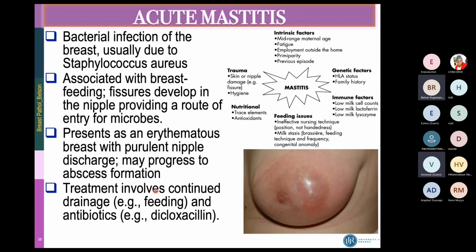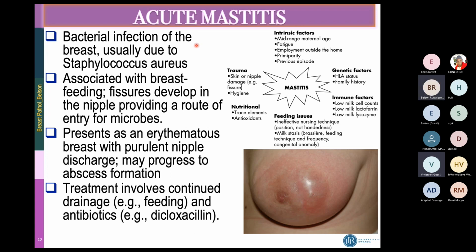So inflammatory conditions, we'll start with acute mastitis that you can see here. There is redness, there is swelling, and you can see that it is as if there is a fluid inside which wants to burst the skin here. It is a bacterial infection of the breast due to Staphylococcus aureus. It is associated with breastfeeding. So usually when a woman is breastfeeding, it is when she develops this acute mastitis.